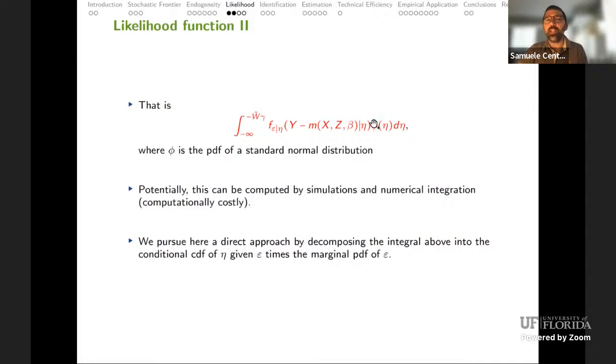One could do this with simulated likelihood. I know the distribution of eta, it's a standard normal, and I know the conditional density of epsilon given eta from my previous paper. I can simulate eta from a standard normal and then integrate it out numerically. Again, this might be computationally costly, and there are other issues related to the consistency of the simulated maximum likelihood estimator. So we go with a direct approach.